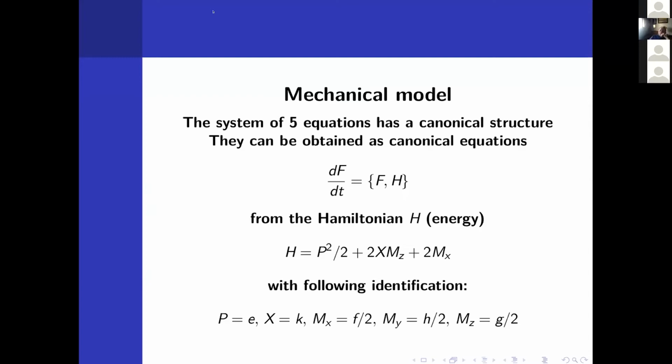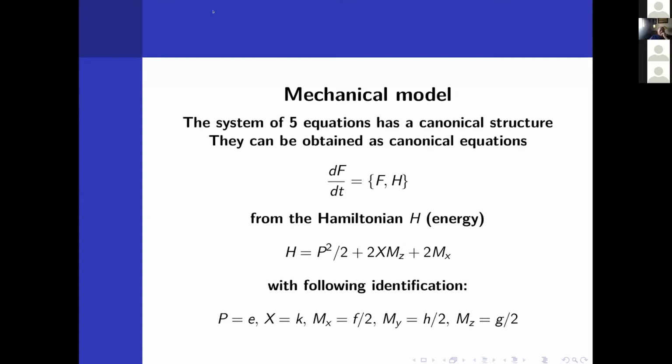I don't know whether this model appears anywhere else in physics, but it's a nice model, and one could even now ask the question, what are the quantum mechanical states if you take this Hamiltonian as the Hamiltonian for the wave function? But I will not discuss this.